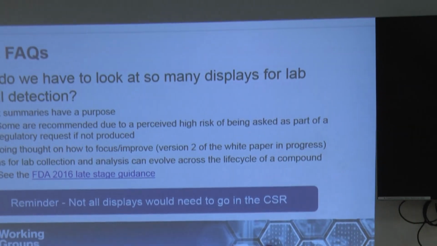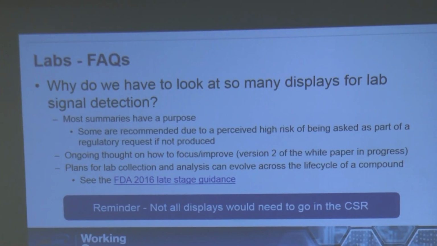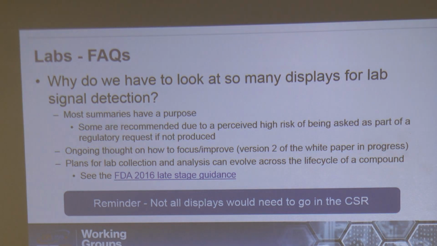All right, so one frequently asked question is, why do we have so many displays for labs? Most of them do have a purpose, but as I mentioned, a couple of them don't. We just need to try to phase them out of predominant practice, but we're kind of in predominant practice for a little bit, but hopefully they do get phased out.